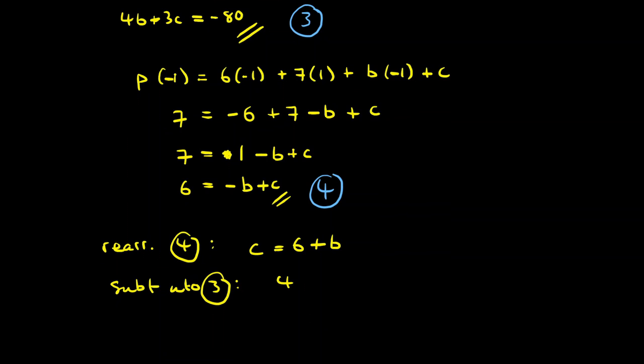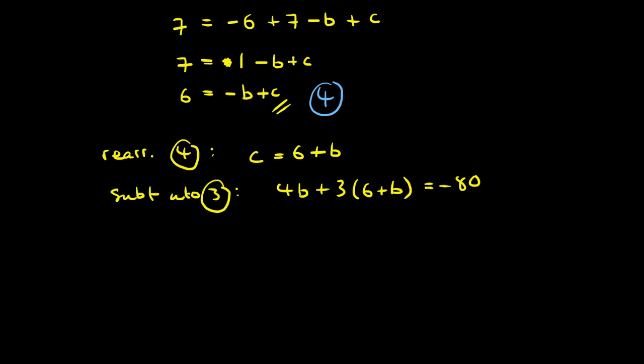Okay, so if I substitute in, I get 4b plus 3 times (6 plus b) is equal to -80. Okay, and so rearranging this, I get 4b plus 18 plus 3b is equal to -80. And so 7b is going to equal minus 98.